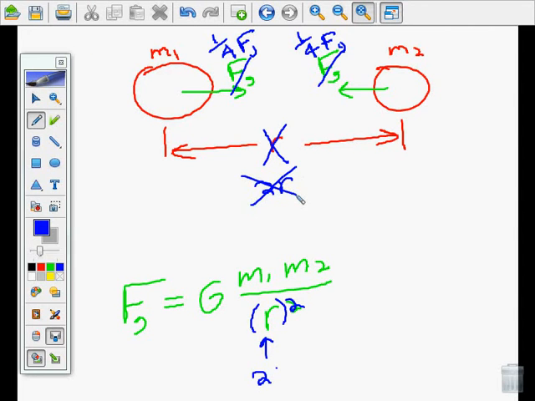What if the original distance was tripled, times 3? So this here was 3 times bigger. What's going to happen to that new force of attraction? If the distance was tripled, what do you think, Tommy? The new force of attraction would be 1/9 of what it used to be.